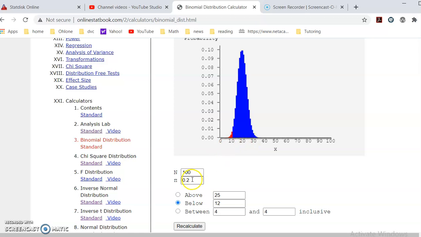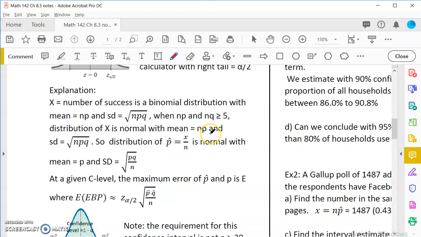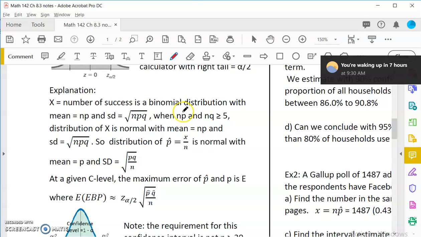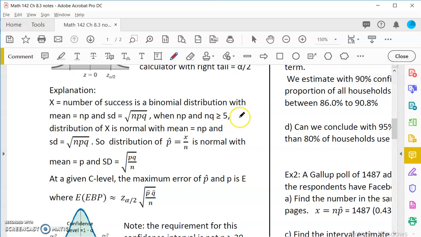After you do a little bit of research, you can see that, like what we say here, this only works if N times P and N times Q are both greater than 5. So if the expected number of successes is greater than 5 and the expected number of failures is greater than 5, then they are normally distributed, with the mean NP and the standard deviation the square root of NPQ.